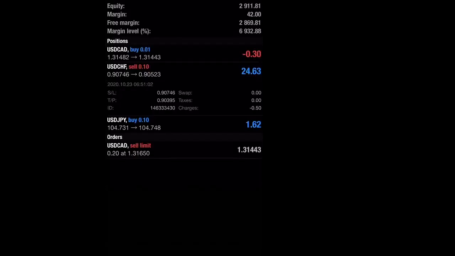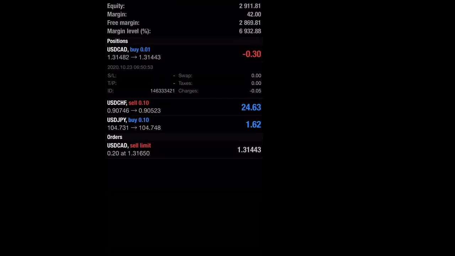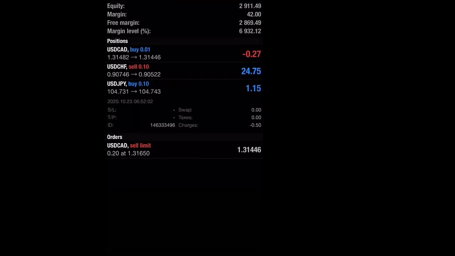Every trade tells you your entry, right? If we look at USD CAD, my entry is literally under USD CAD, 1.31482, right? That's my entry. If we look at USD JPY, my entry is 104.731. So if I don't want to lose money on this trade, I'll move my stop loss to where I entered the market, right? If that makes sense, drop one in the chat, y'all.